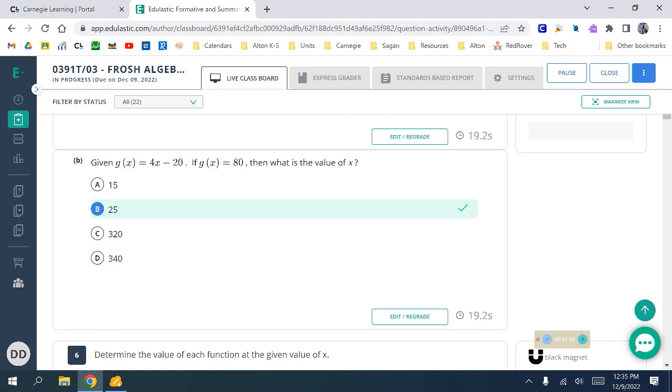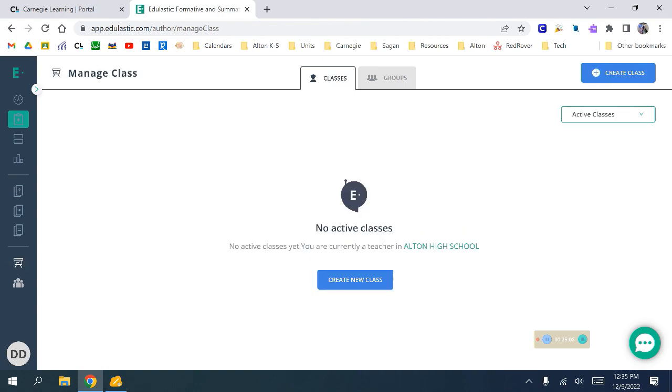No. I go to my calculator, I try 25. 4 times 25 minus 20. Does that give me 80? Yes, it does. And then I'm done. If that was not in the right order, I take 320. 4 times 320 minus 20, does that give me 80? No. The only answer could be that. That's the long route. What's, I guess, the shorter route?